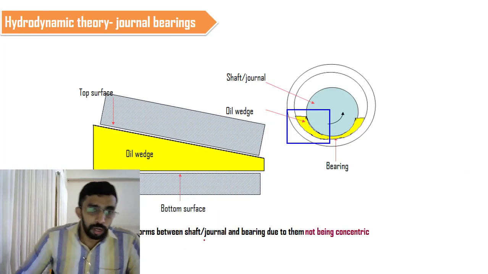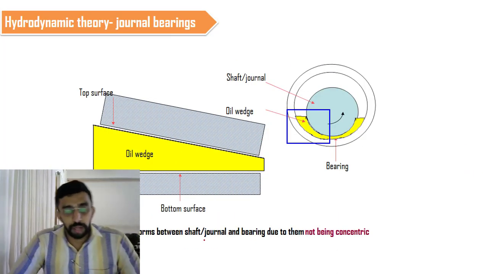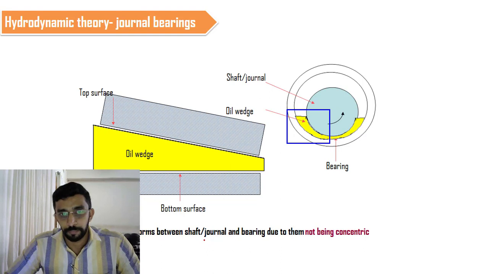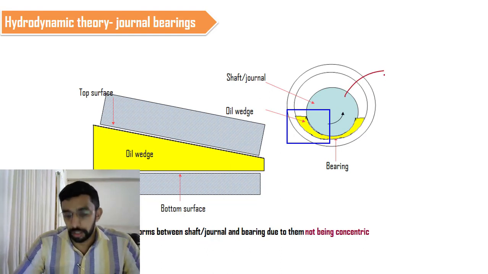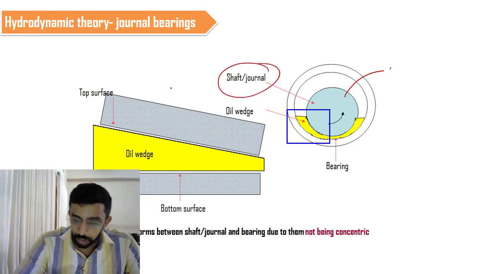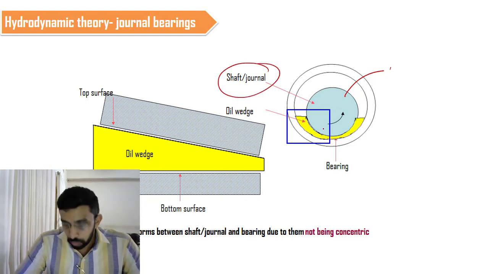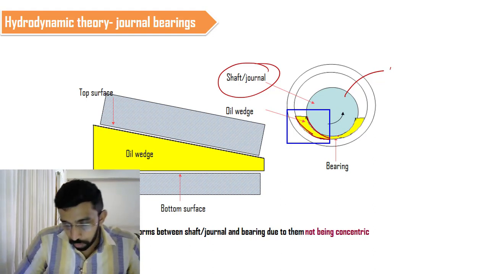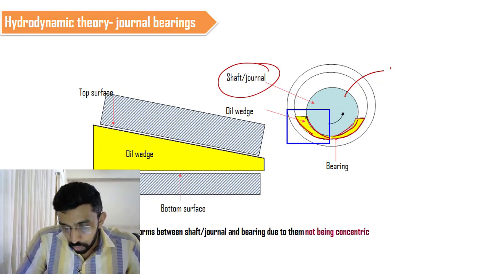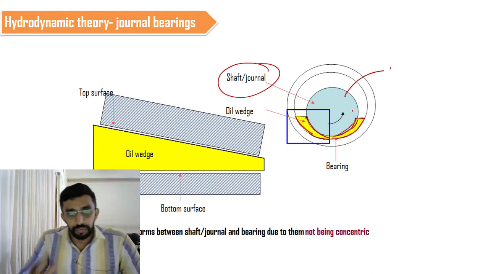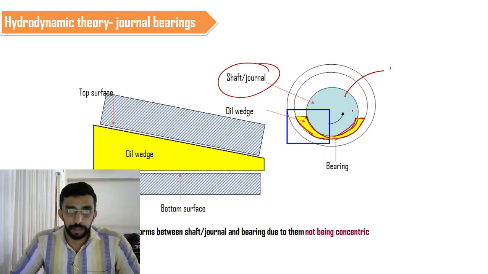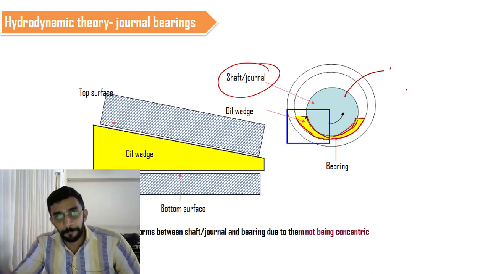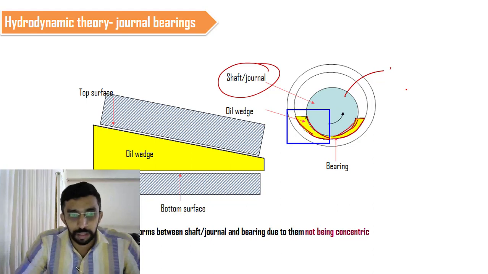Right now, how this wedging action is used in the hydrodynamic theory of journal bearing is most important. As we said, we have a journal, this is the shaft or journal, it's already given here, and we have an oil wedge here. You can see that the shape of the oil itself is in the form of a wedge. So when we have a wedge shape here, wedging action has to happen. What is wedging action? As the wedge moves in one direction, motion happens in the perpendicular direction. That's how it works.